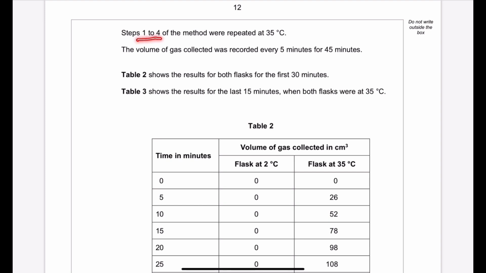Step 1 to 4 of the method were repeated at 35 degrees Celsius. The volume of the gas collected was recorded every 5 minutes for 45 minutes. Table number 2 shows the results of two flasks for the first 30 minutes, whereas table number 3 shows the result of the last 15 minutes when both the flasks are at 35 Celsius.